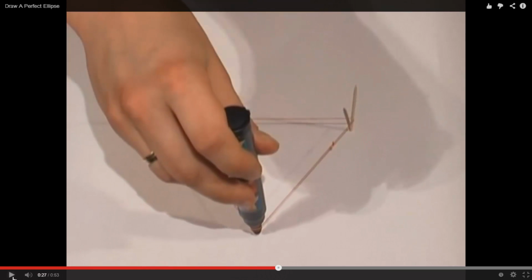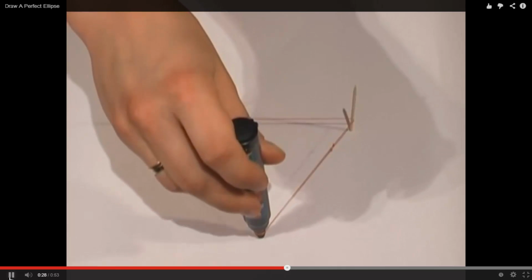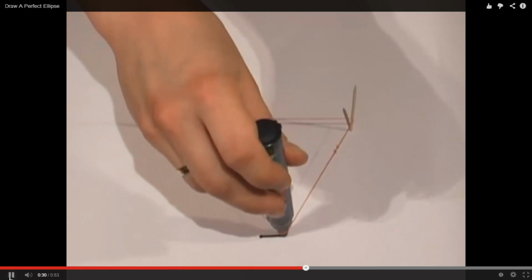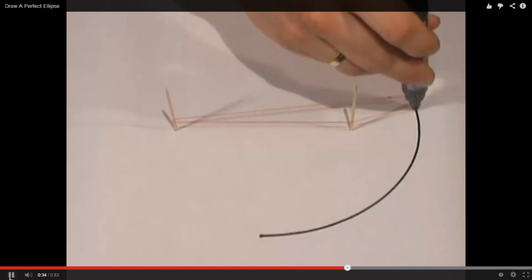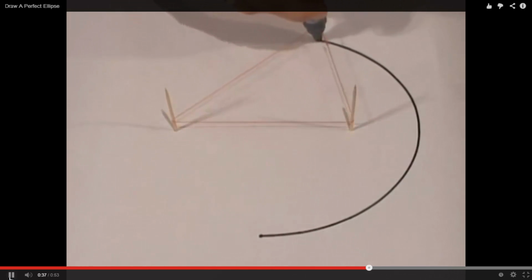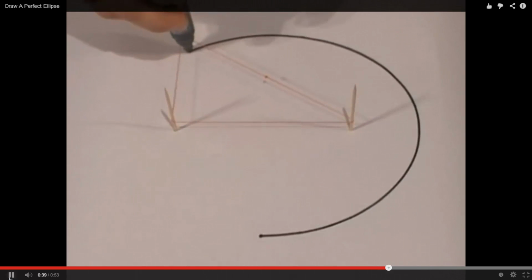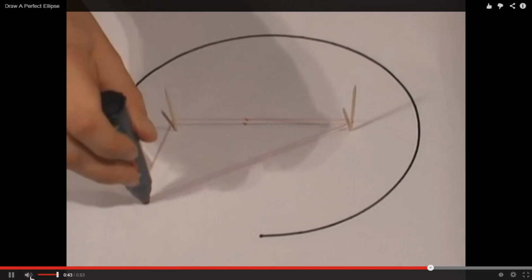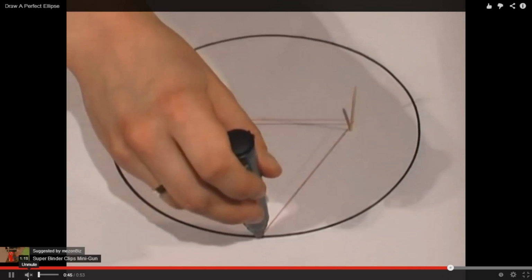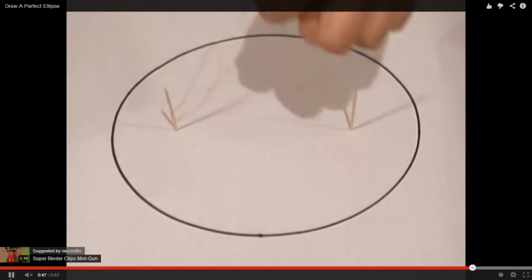That's the minor vertex. He's actually putting his pencil on, or his marker, and continue. Sorry, I should have muted that before. Okay, he's done. That's the idea.